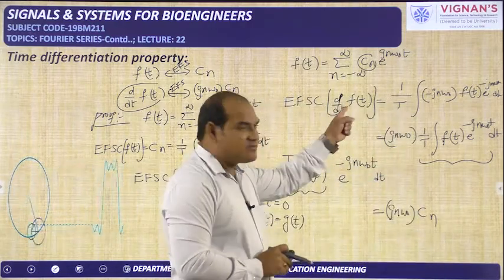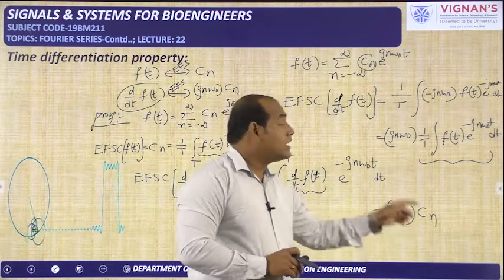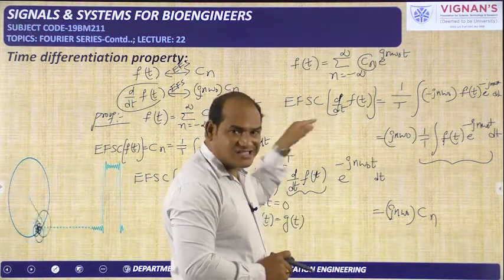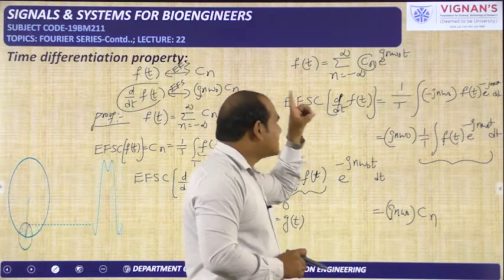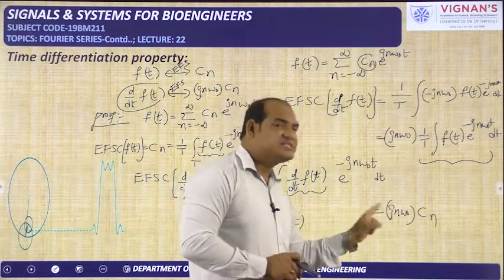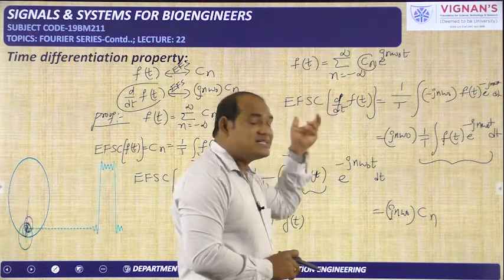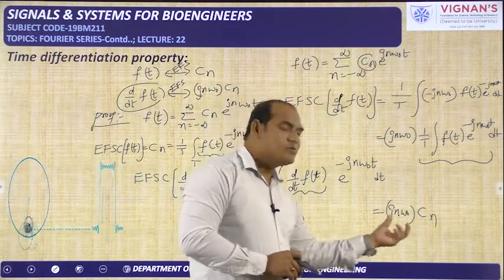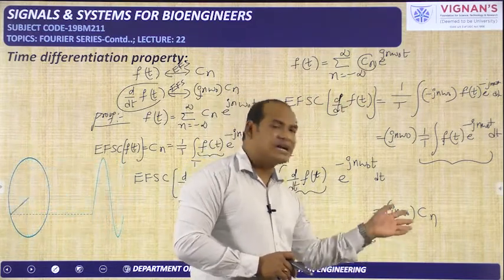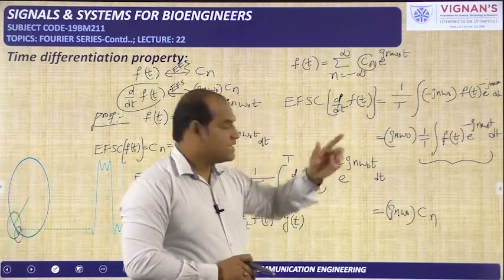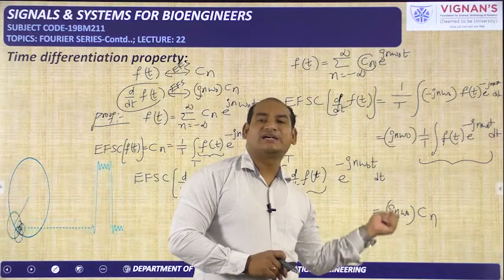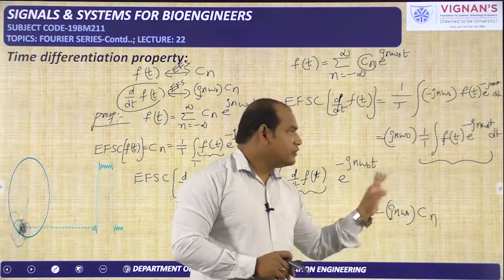Actually, for f of t, the coefficient is Cn. But if you take this d by dt extra, what is the extra thing you are getting here? j n omega naught. Because d by dt is applied, you got j n omega naught. If you take d by dt 2 times, you will get j n omega naught 2 times, that means j n omega naught whole square. If you take d by dt k times, then you will get j n omega naught k times. Like that you need to analyze.